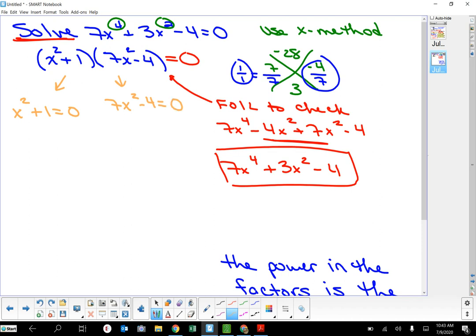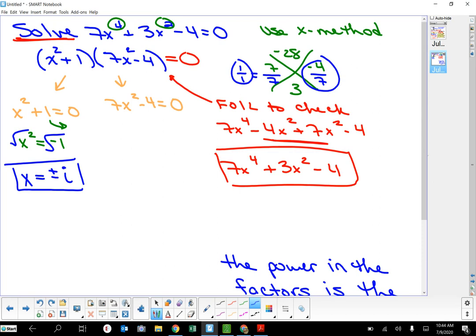Okay, so there's my two factors set equal to 0. And now I'm going to solve. And you need to utilize everything that you've learned up to this point. So we're going to move the 1 over to this side. X squared equals negative 1. I'm going to undo the squared by taking the root. And the root of negative 1 is i. So this becomes plus or minus i, and that's 2 of your answers.